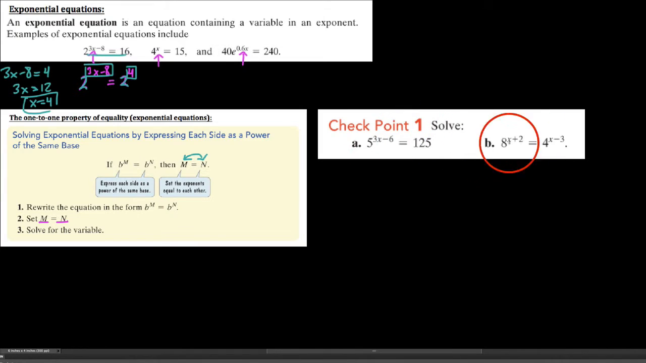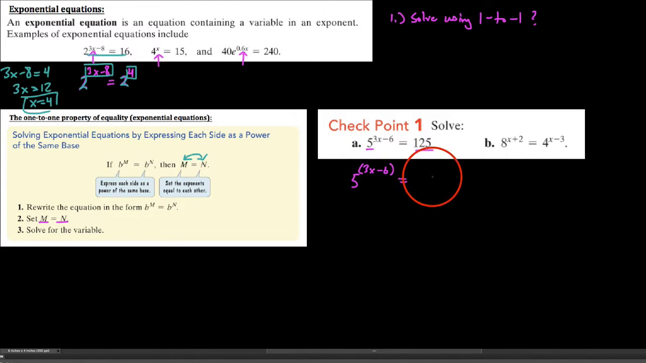So as we look at these equations here, you're often going to see equations where we have some exponential thing here. And our first question is, can we solve using the one-to-one property? That's the question we're trying to answer. And we can here. The reason why is because this base here and this base here, they're both powers of 5. That is to say, I can say that this is 5 to the power of 3x minus 6, and that the right side, I could rewrite this as 5 to the power of 3.